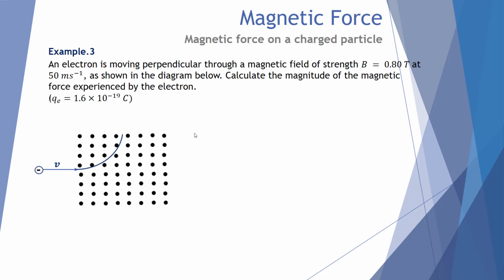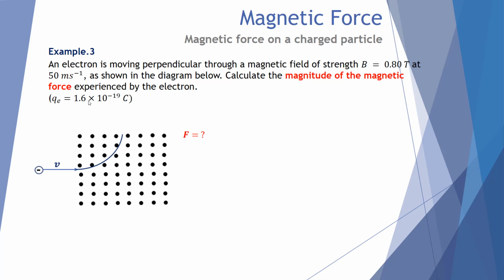An electron is moving perpendicular through a magnetic field of strength 0.8 Tesla at 50 meters per second, as shown in the diagram below. Calculate the magnitude of the magnetic force experienced by the electron. And we have there the charge of an electron is 1.6 by 10 to the negative 19 coulombs. Now note, the charge of an electron is actually negative, but in this calculation we're after the magnitude of the force, so we're going to use it just as an overall positive value.